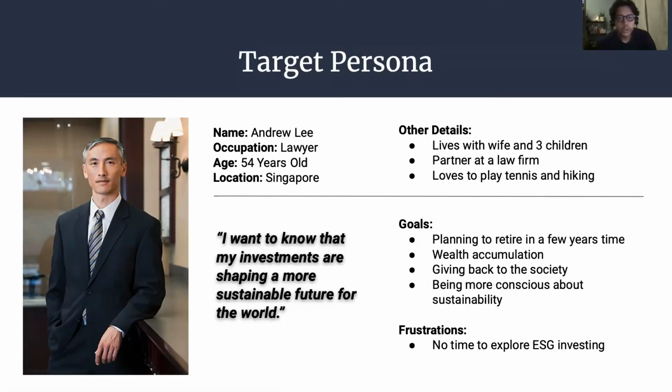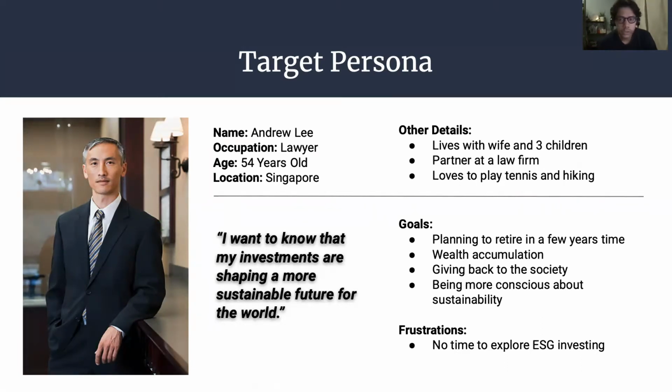So through the user interviews and research, we are able to create two personas to help us better understand the user's needs, experiences, behaviors, and goals. So first up here, what you can see, we have Andrew Lee, who is a 54-year-old partner at a law firm with a wife and 3 kids. We can see that he's active in sports by playing tennis and hiking. His goals are also to retire in a few years' time, accumulate wealth, and also giving back to the society.